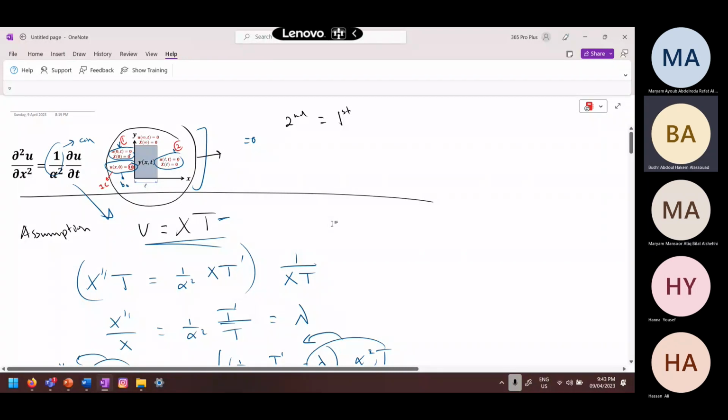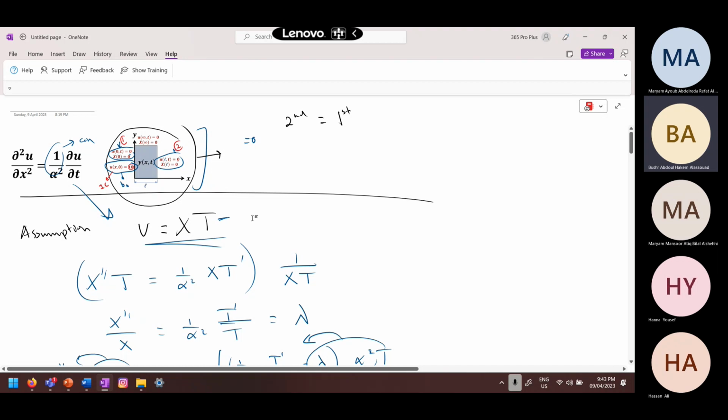Okay, see. First, we have the equation. You can see that it's a second order with the first order. This is just a constant, 1 over alpha squared. Do you see my mouse? Can you see the cursor? Oh, yes. Okay, good. This is just a constant. These are the partial differential equations.